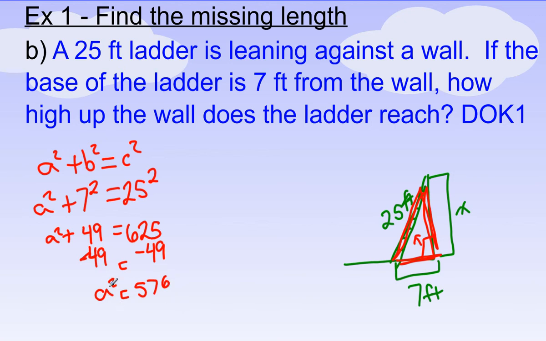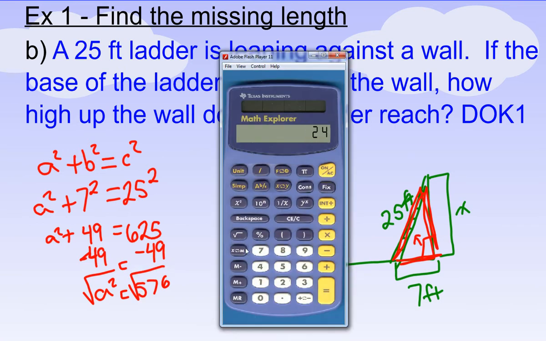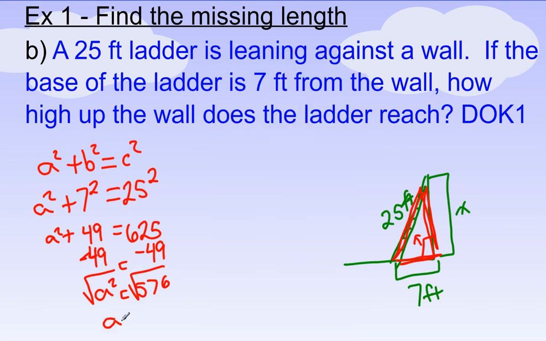And then to get the variable by itself, we're going to square root each side. And we get 24. So this missing side is 24 feet long. How high up the wall does the ladder reach? The answer is 24 feet.